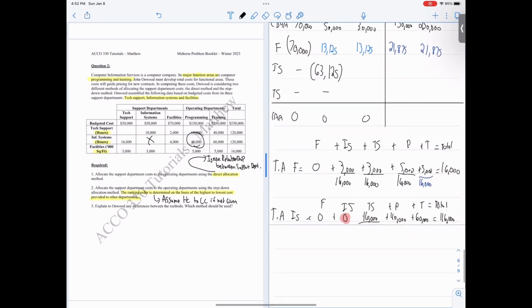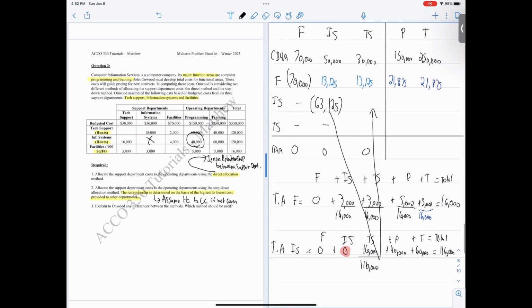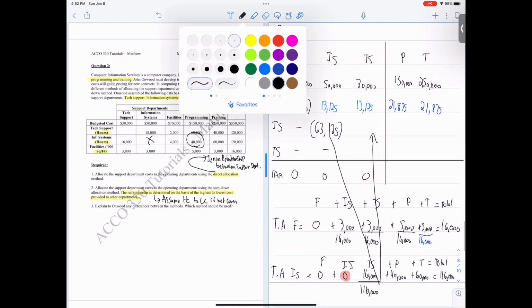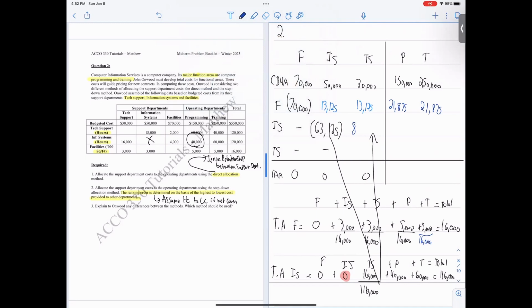Okay. So for tech support, it's 16 over 116,000. So if you do 63,125 times 16 over 116, because we're doing the proportion, that's the 16,000. That's the amount that information systems helps tech support over the total hours they help everyone, which is 116. So 63,125 times 16 over 116, that will give you 8706.8966. I think I was ranting earlier, but I think I'll just do decimals because it's easier. 8706.8966. Absolutely gross.